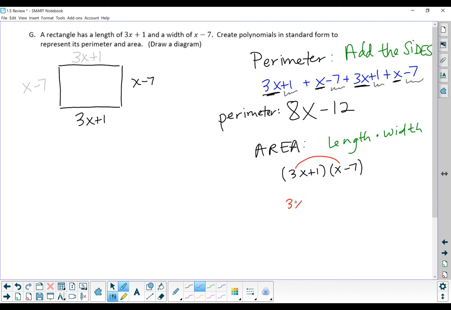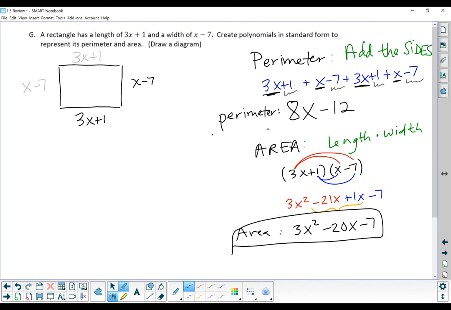So we get 3x squared. 3x times x is 3x squared. 3x times negative 7 is negative 21x. And now I'm going to distribute the 1, so that's a 1x and a negative 7. Hey, look, I did it right that time. Okay, so when we combine those two middle terms that are alike, we get 3x squared minus 20x minus 7, and that is an expression for the area of the rectangle.